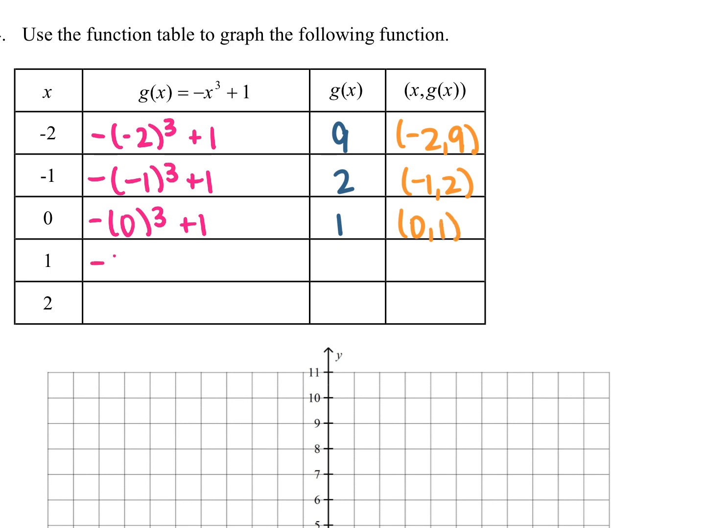Next we have 1. So the opposite of 1 cubed plus 1. 1 cubed is 1. Opposite of that is negative 1, plus 1 is 0. So that is the ordered pair, 1, 0. And lastly, the opposite of 2 cubed plus 1 is negative 8 plus 1, which is negative 7. So that is 2, comma, negative 7.